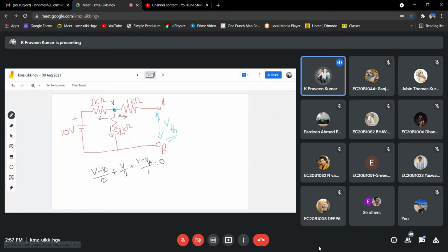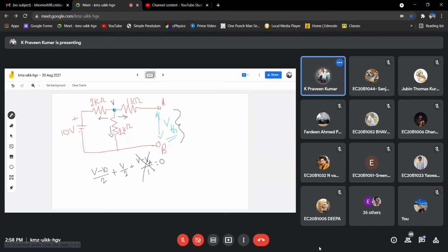Okay, fine. Now the question is, is there any current flow in the 1 kilo ohm resistance? See here. VA is open circuit, right? There is no connection here. There is no branch. Then how will current flow here? If there were any branch or resistance, then we could have that current flow. But since we don't have any such branch, there will be no current flow in this 1 kilo ohm resistance. So this term will vanish.